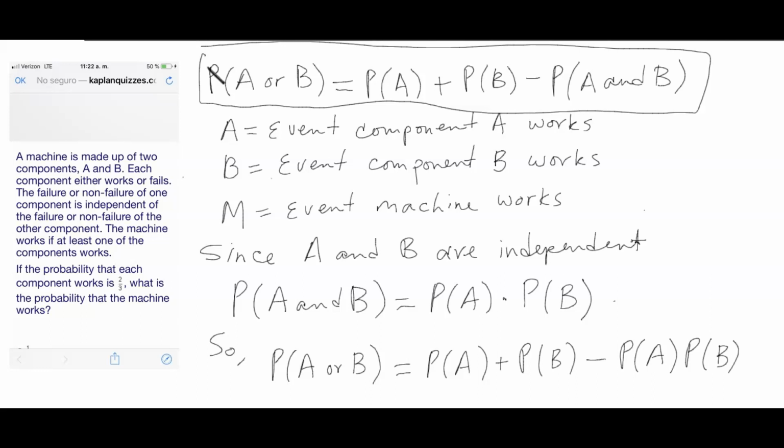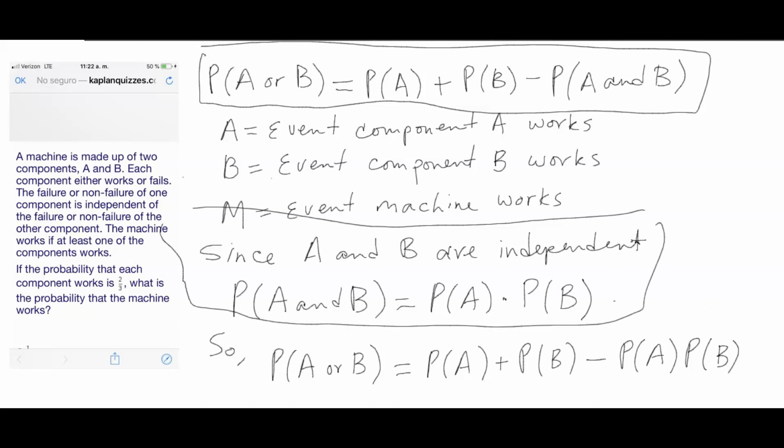Now please note, Lexi, that this only occurs if the two events are independent. So they would have to clearly state that in the problem, or you would have to know by something they've said in the problem that that is the case. All right, so we have our equation. Let's go on and look further into the problem.